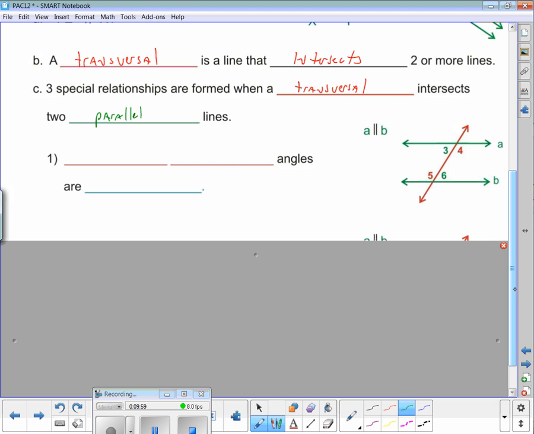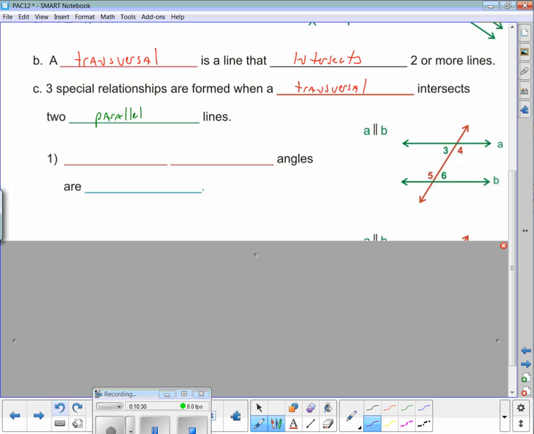All right, so we've got to learn some relationships. If you look on the right here, I've got line A and line B, and you can see by the symbol right there, they're parallel. So we're told line A is parallel to line B. The red line right here is the transversal. We get a bunch of angles that are formed. Right now I want to look at the angles between the two parallel lines.